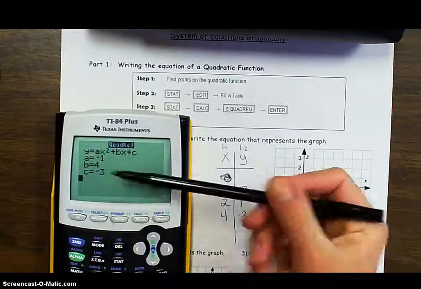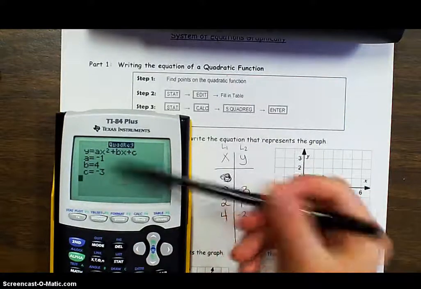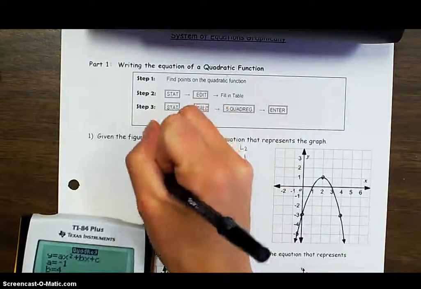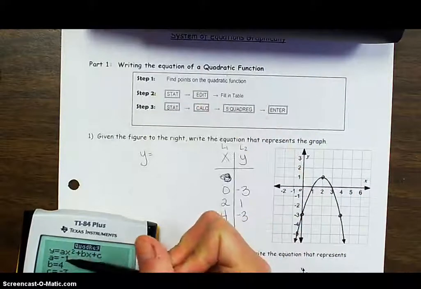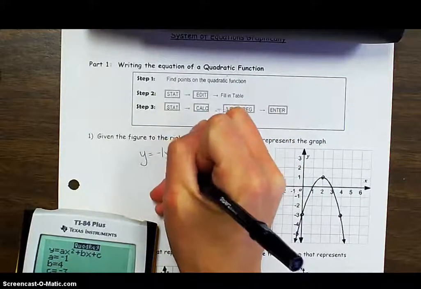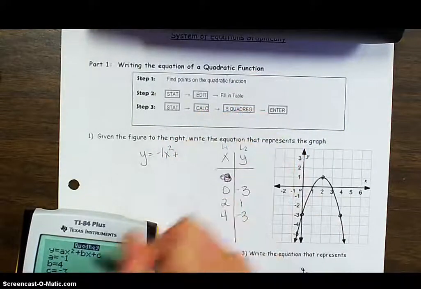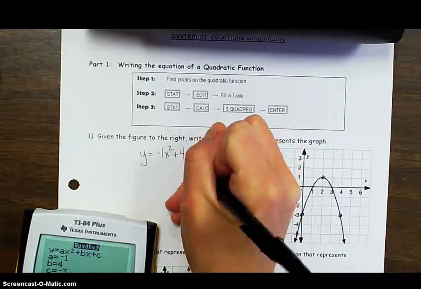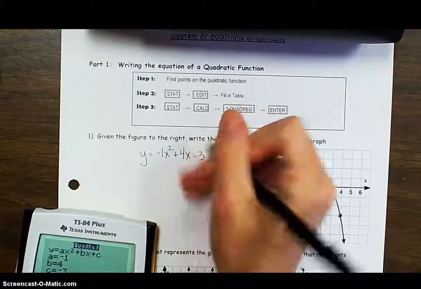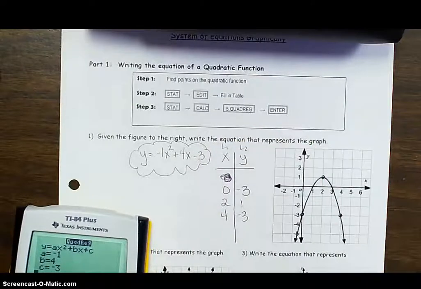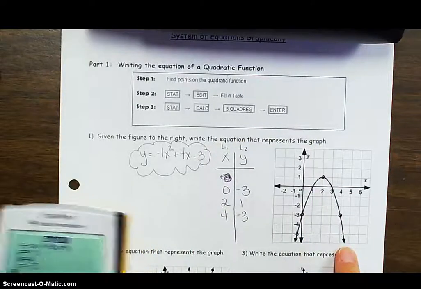And there we have it. It gives us our A value, our B value, and our C value. So we're going to plug that into the quadratic equation. So y equals, instead of the A, we're going to put -1x squared plus B, which is 4x, and then our C is -3. And ladies and gentlemen, you have just found the equation of this parabola.